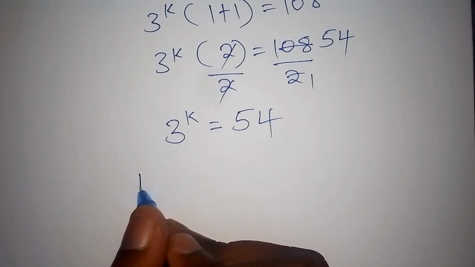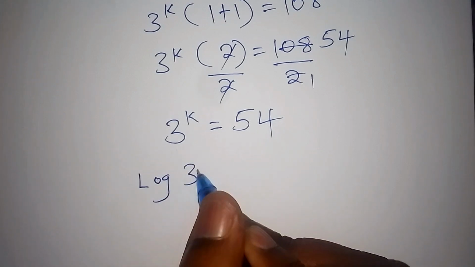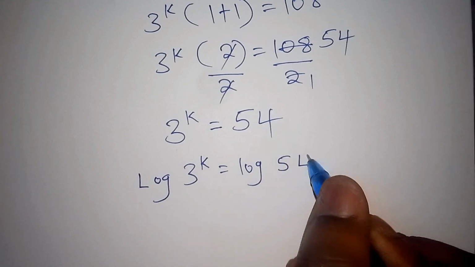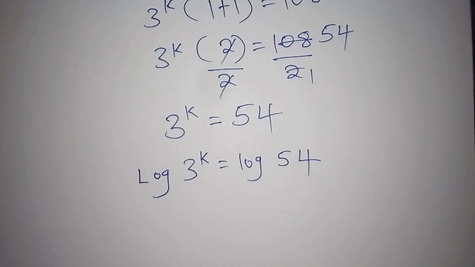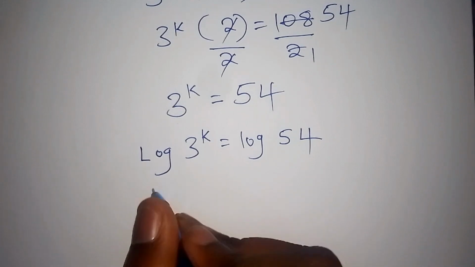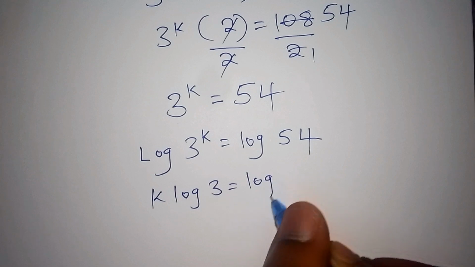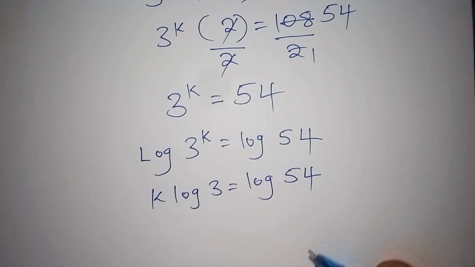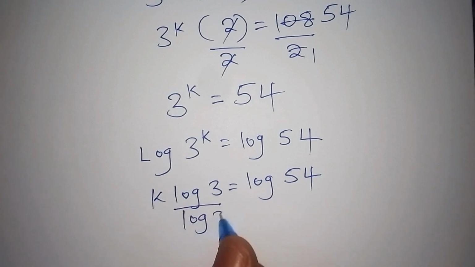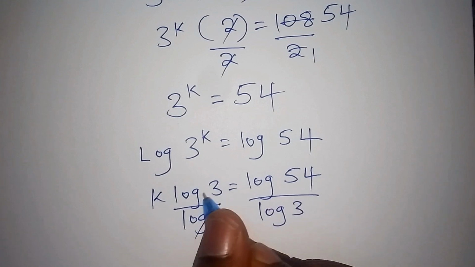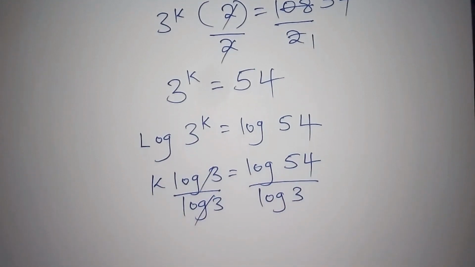Here we shall introduce the log of 3 to the power of k is equal to the log of 54. The log of 3 to the power of k can also be written as k log 3 is equal to the log of 54. In this case, for us to remain with k on this end, we shall divide both sides by the log of 3, so that the log of 3 and the log of 3 cancel. Now we shall remain with k on that end.